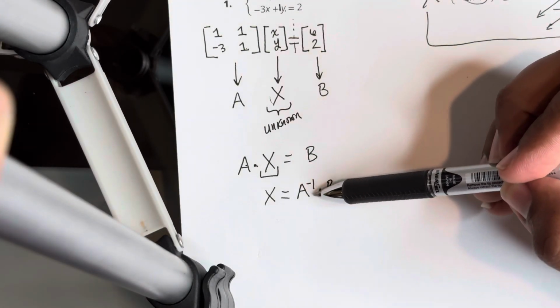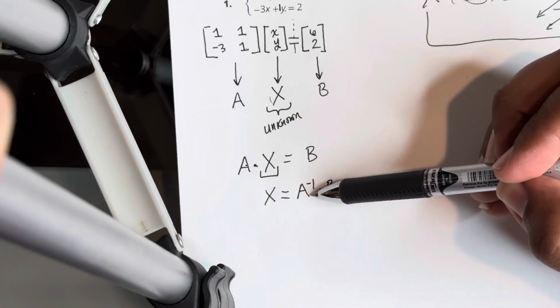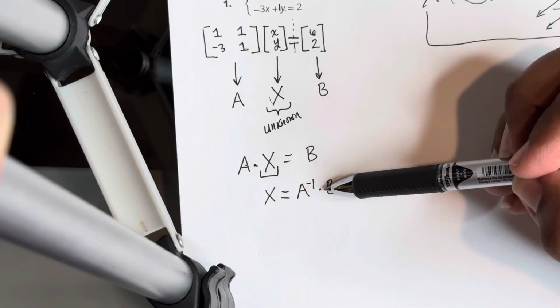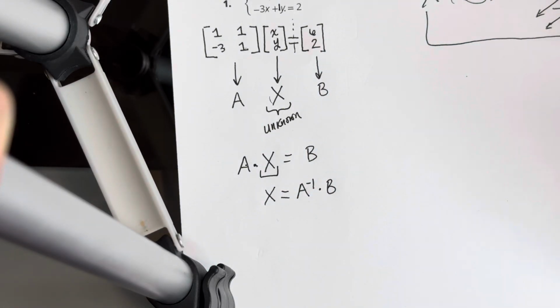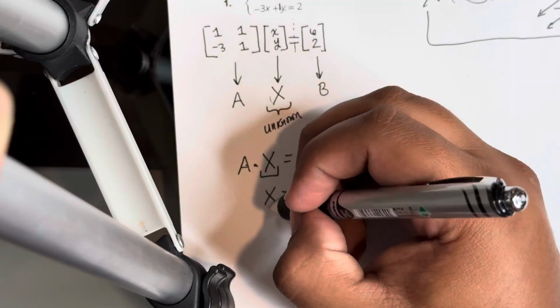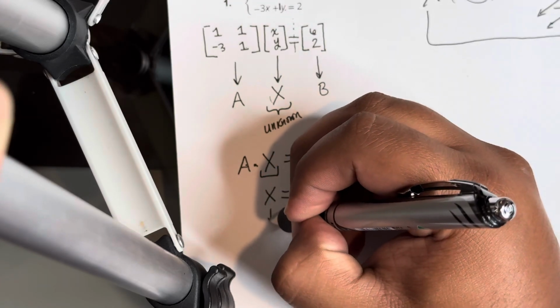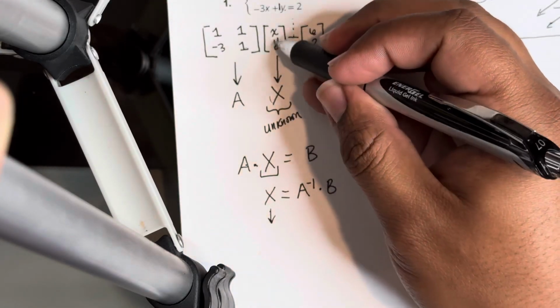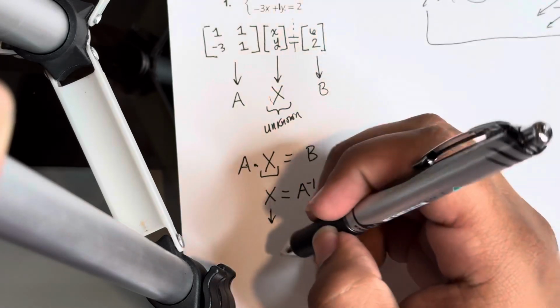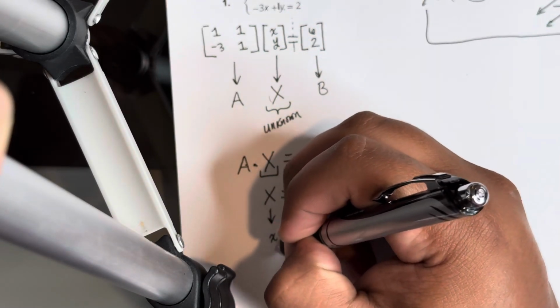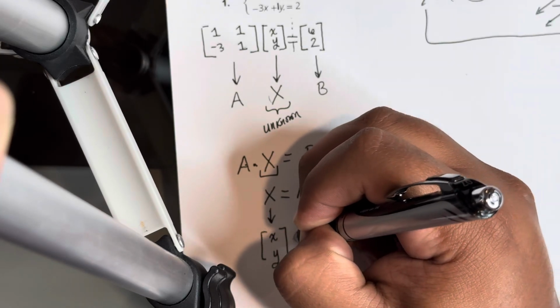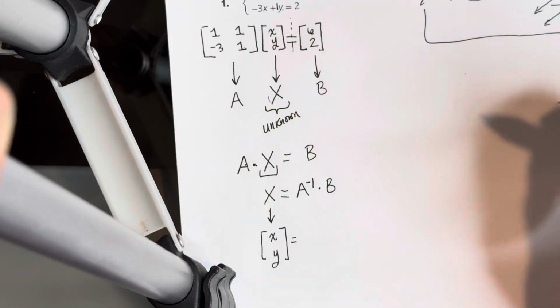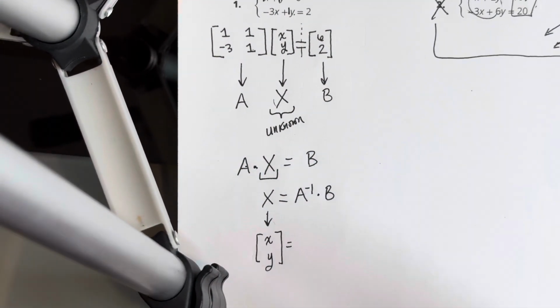In the previous video, we just figured out how to get an inverse of A. So we're going to get that multiplied times the B matrix, and then we should find our unknown values. I'm going to rewrite this real fast. Don't forget our unknown value matrix is X, Y. Equals, now let's do some calculator stuff.